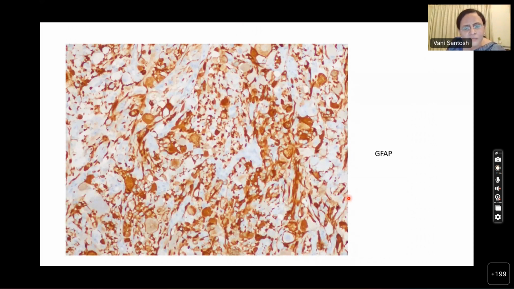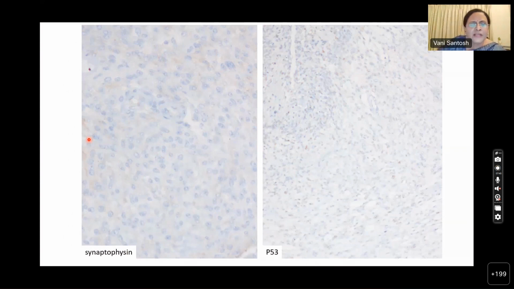GFAP is positive or negative? It's positive. It's variably positive. Most of the tumor cells and their processes are positive. These pale lipidized cells don't take up GFAP, so we call it positive. We did synaptophysin because some of them had a ganglioid-like appearance. So, like Dr. Kajari said, ganglioglioma is a differential diagnosis, but synaptophysin is negative.